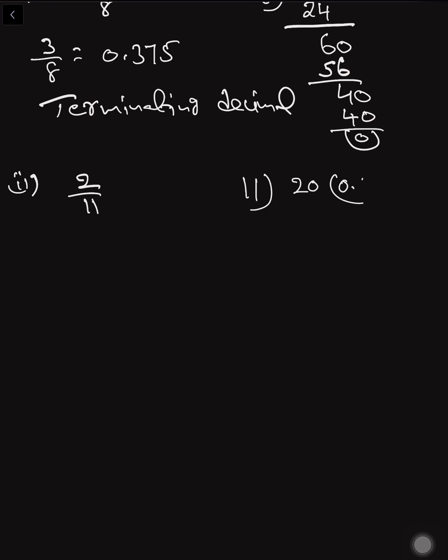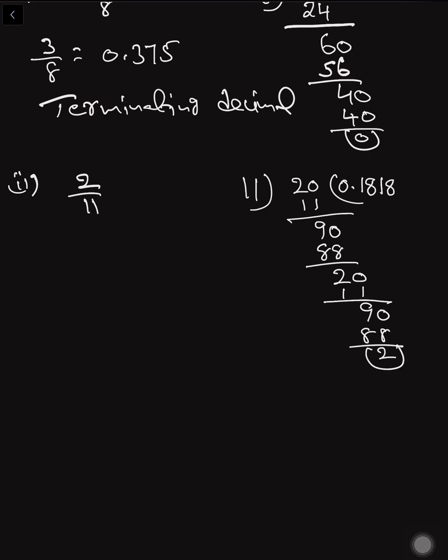11 ones 11. 9. 0. 11 eights 88. 2. 0. 11 ones 11. 9. 0. 11 eights 88. So this division continues.